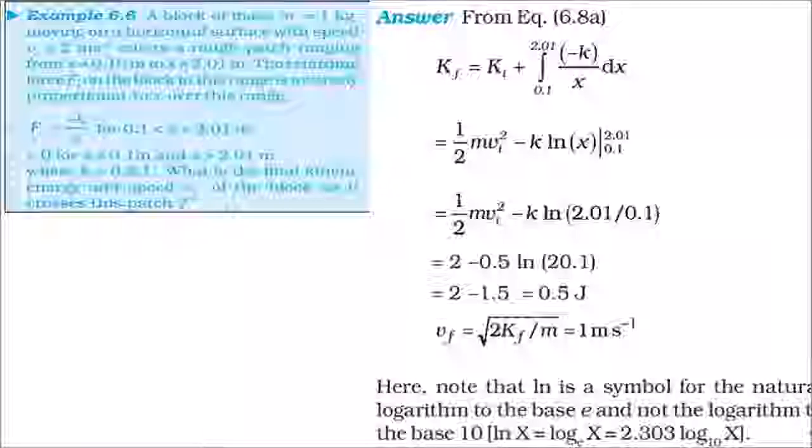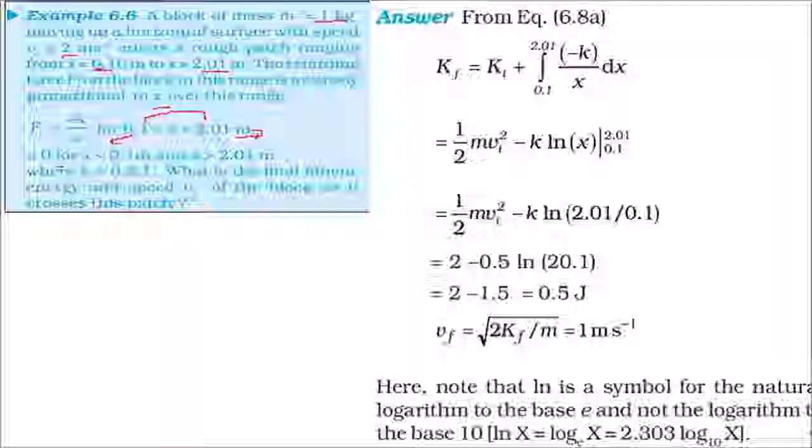Let us take an example. A block of mass 1 kg is moving on a horizontal surface with an initial velocity of 2 meter per second. It enters a rough patch ranging from x equal to 0.1 to 2.01. There is a retarding force Fr on the block in this range, which is inversely proportional to x. So Fr is given by minus k by x, from 0.1 to 2.01, and otherwise it is 0. Before 0.1 and after 2.01, it is 0. k is also given as 0.5 joule. What is the final kinetic energy and the speed Vf of the block as it crosses this patch?